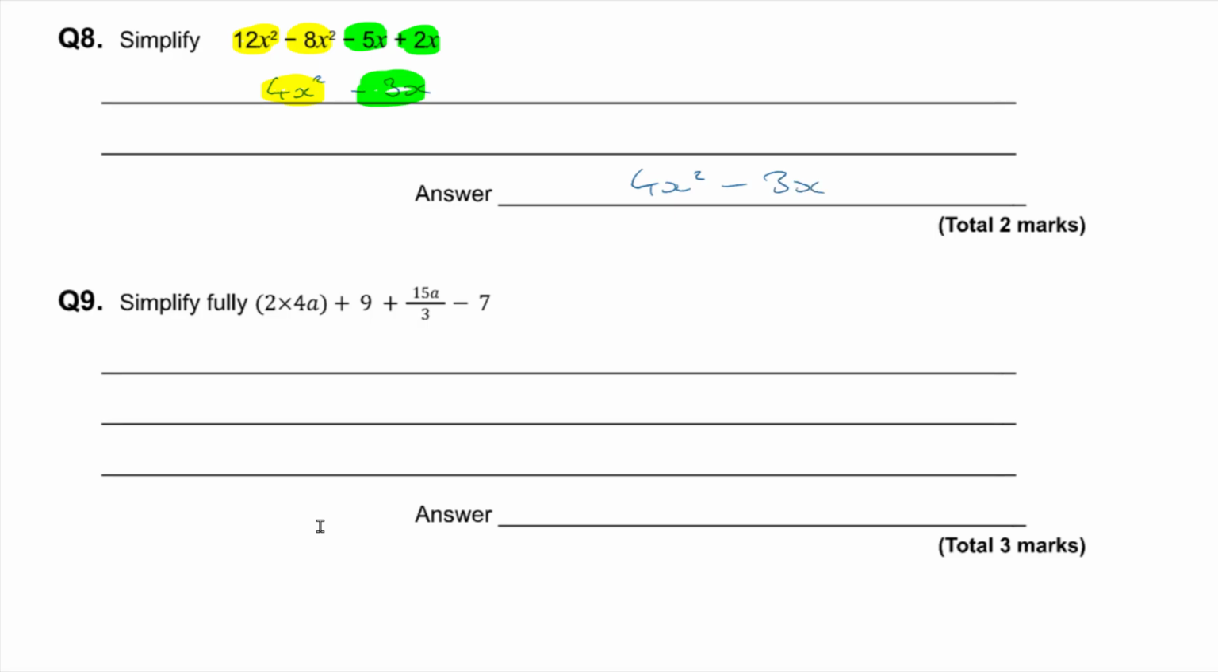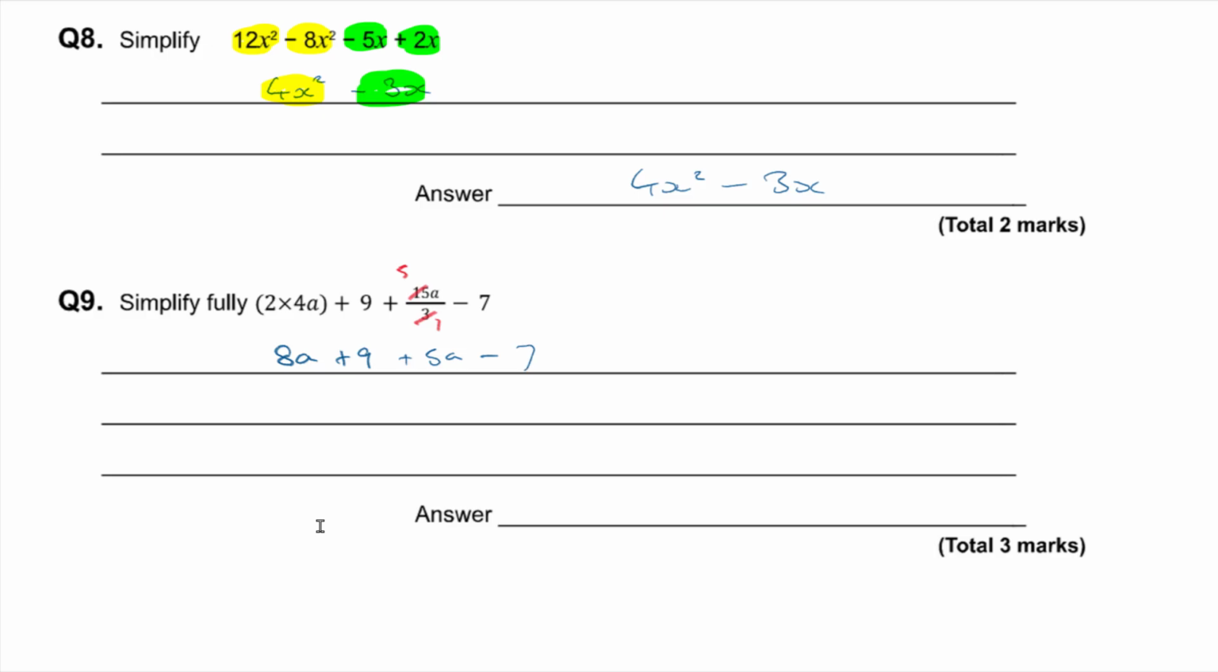So that's what I get, 4x squared minus 3x. Question 9, simplify fully 2 lots of 4a plus 9 plus 15a over 3 minus 7. Okay. So I've got a bit of work to do here. I'm not going to bother to try and collect like terms first. I'm just going to simplify the various parts of my expression first. So I've got 2 lots of 4a. 4a and 4a make 8a, don't they? So 2 times 4a is going to give me 8a. Then I've got my 9. 15a divided by 3. Well, 3's go into 15 5 times, don't they? So that leaves me with 5a.